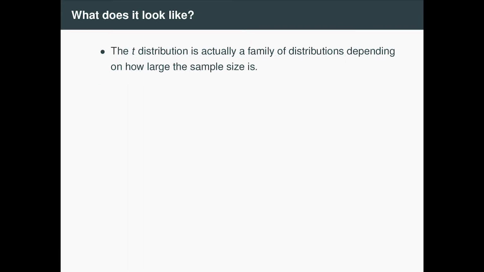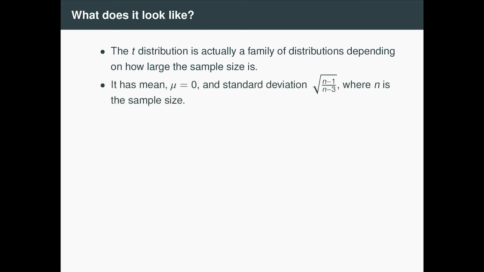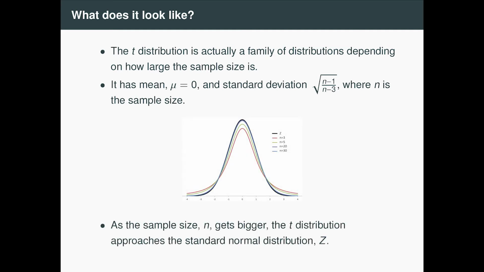First, it's important to note that when we say the t-distribution, we're actually talking about a family of distributions which depends on how large the sample size is. The t-distribution, though, always has a mean of 0 and a standard deviation of (n minus 1) divided by (n minus 3), where n is the sample size that we're working with. So you can see here the picture where n is equal to 3, 5, 20, and 30, and finally we see the z, which is the standard normal distribution. So as the sample size gets arbitrarily large, the t-distribution approaches the normal distribution.